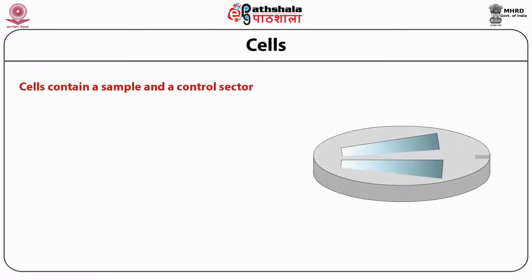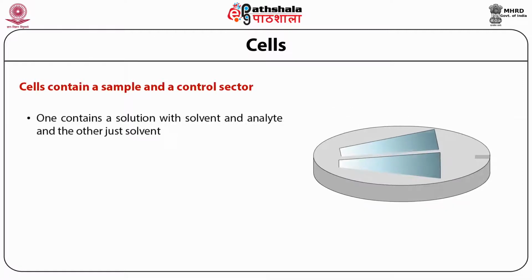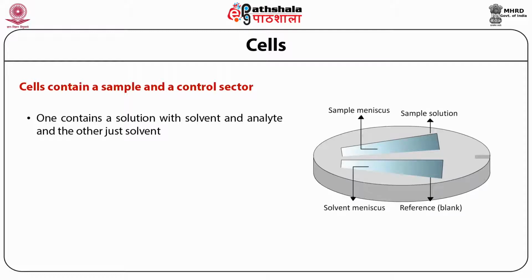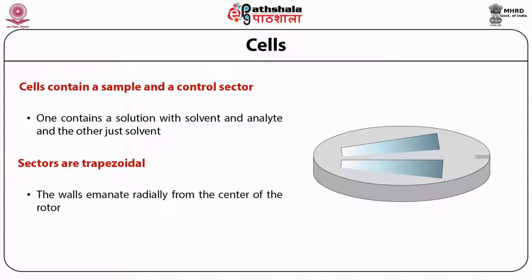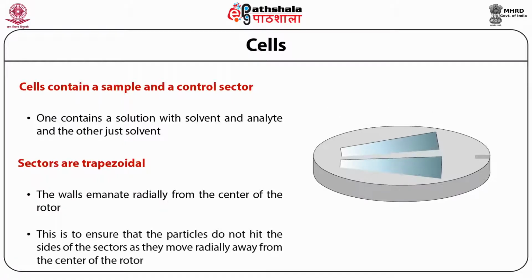Cells of the analytical ultracentrifuge are a very important component. They contain a sample sector and a control sector. One contains a solution with the solvent and analyte, and the other contains the solvent for adjustment. The sectors are trapezoidal. The wall emanates radially from the center of the rotor. This is to ensure that the particles do not hit the sides of the sector as they move radially away from the center of the rotor.